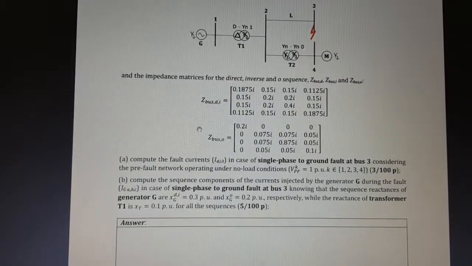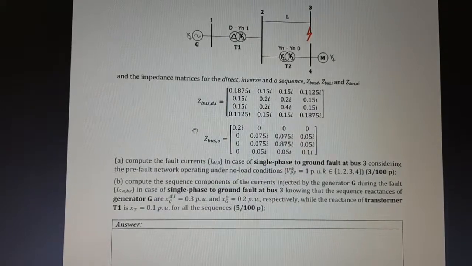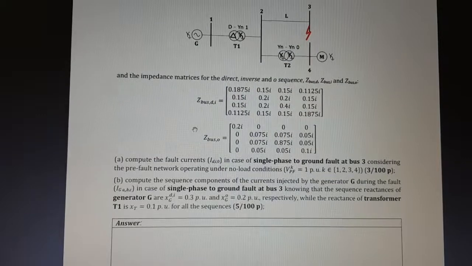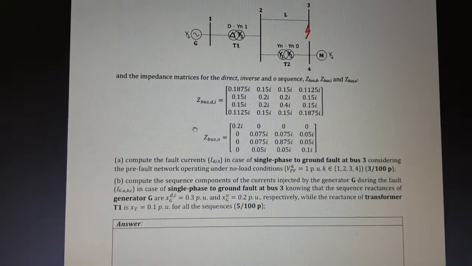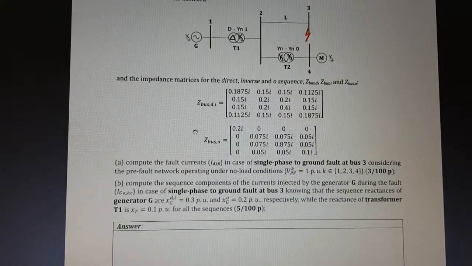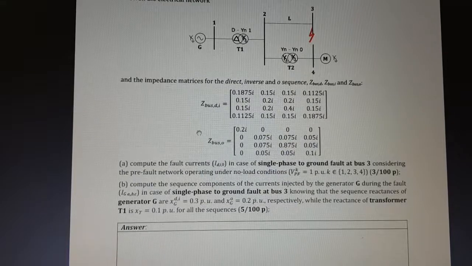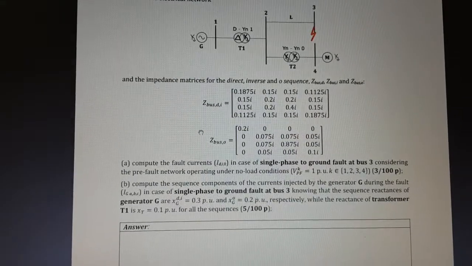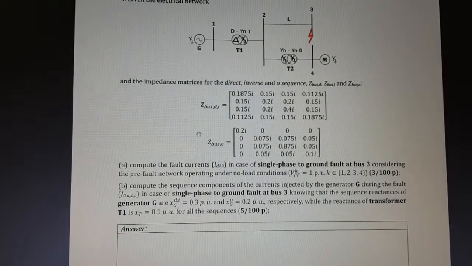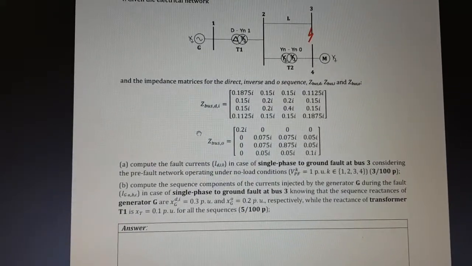The second given thing is the pre-fault voltage, which is 1 at all the buses. We are given the Z bus of positive, negative and zero sequence. D is for direct or positive sequence, I is for inverse or negative sequence, and 0 is for zero sequence.